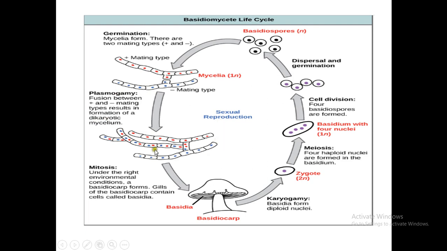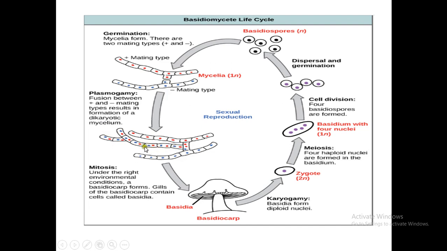Now, this one is the dominant phase of this life cycle. This dikaryotic mycelium, as it contains two nuclei, develops. This one is the primary hypha, and when the primary hyphae fuse together in plasmogamy, they give rise to this secondary mycelium, and it contains one cell from this strain and one cell from this strain.